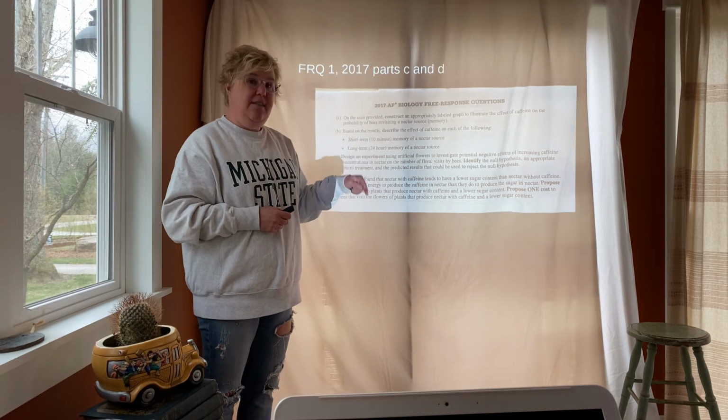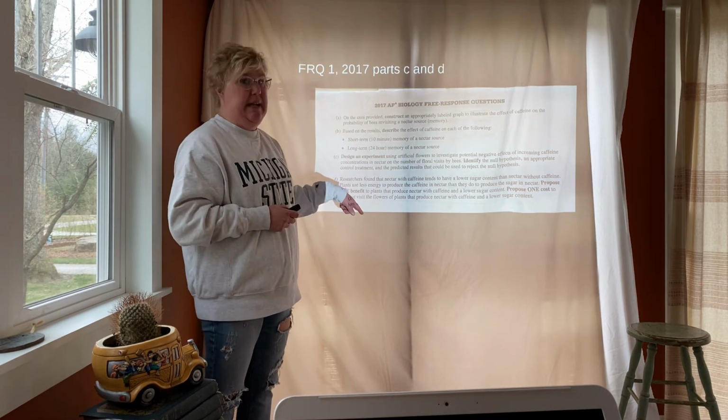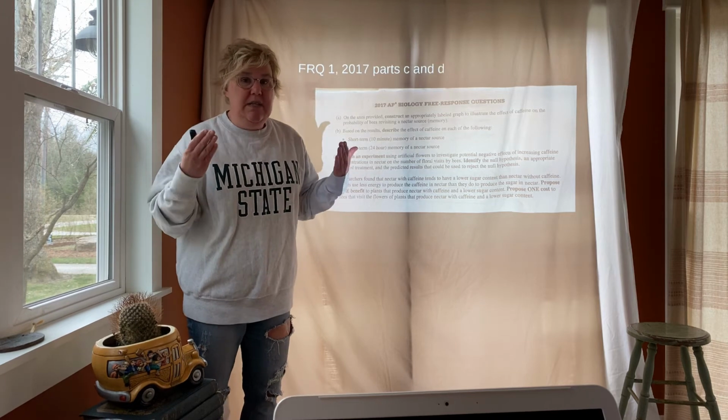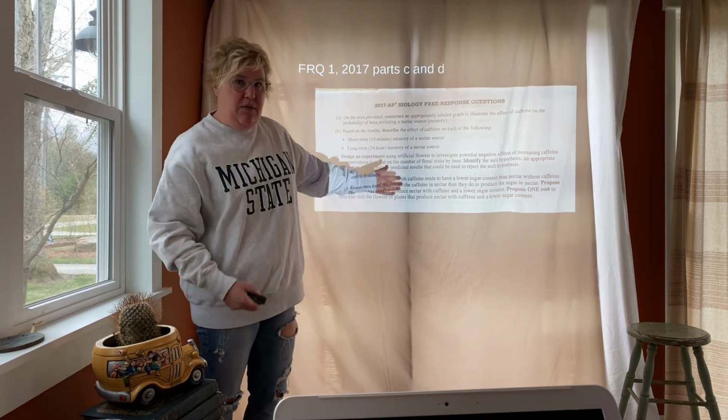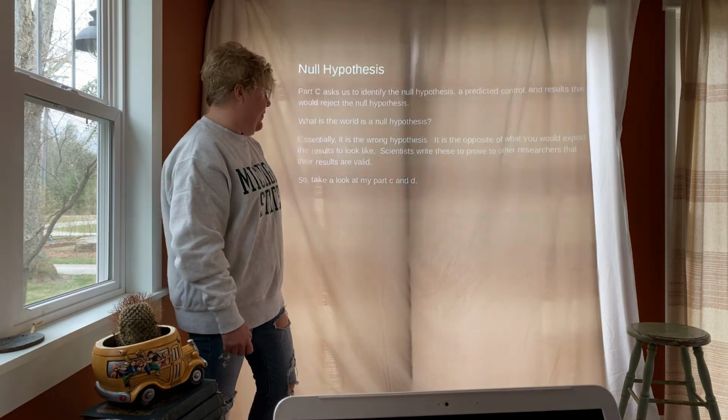So it says propose one benefit to plants that produce nectar with caffeine and low sugar, and then one cost to bees that visit that plant. So think, what do bees make? Honey! They don't talk about honey at all, but you're going to need to talk about that.